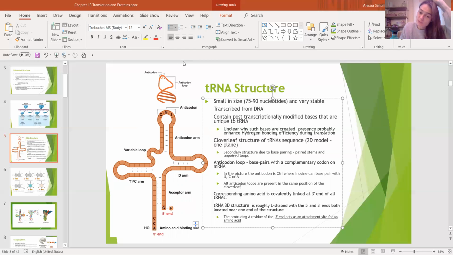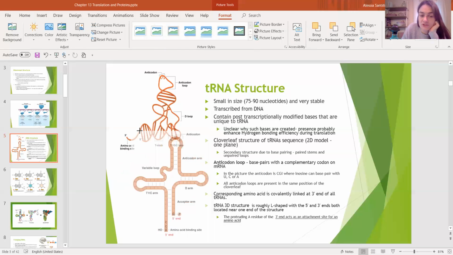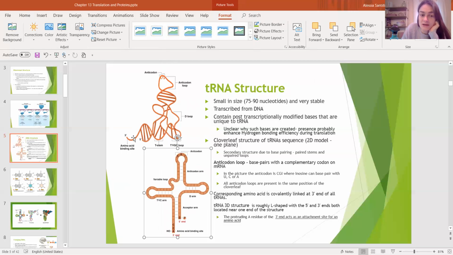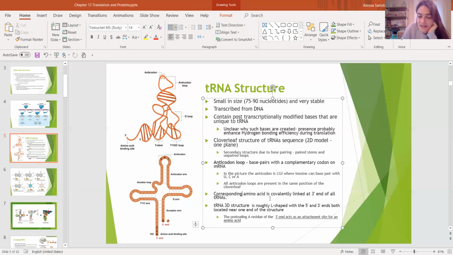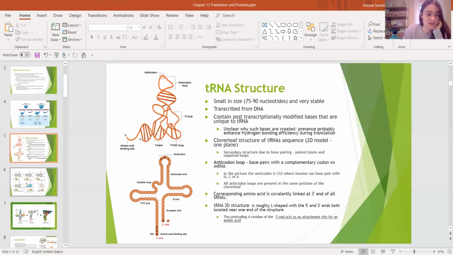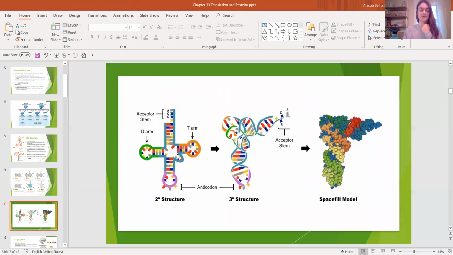So all anticodon loops are present in the same position of the clover leaf, and also of the actual three-dimensional figure. It's always the opposite end of the 3'. The corresponding amino acid is covalently linked to the 3' end of all tRNAs, to the hydroxyl of the adenine. The tRNA 3D structure is roughly L-shaped, with the 5' and 3' ends both located near one end of the structure. And the protruding A residue, the adenine residue, is the attachment site of the amino acid. So it's kind of all repeating itself a little bit.